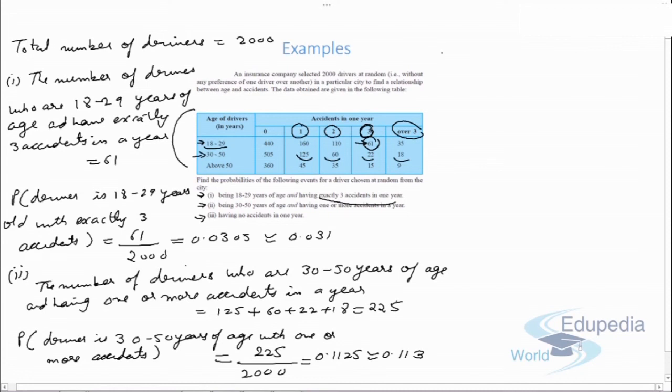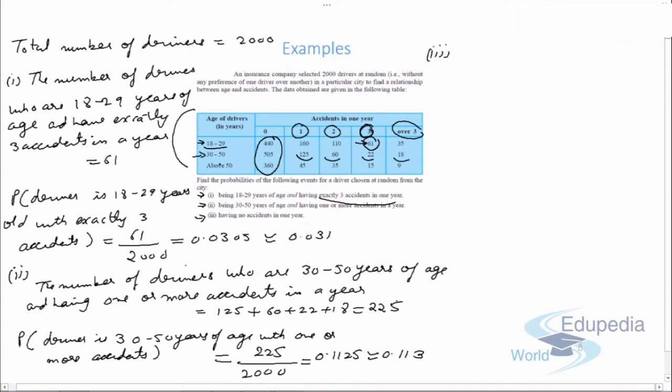Let's see how we can solve the third part, which is also the last part of this question. Having no accident in a year means 0 accidents in a year, right? Over here, there is no age bar mentioned in this question. This means it includes all age groups of drivers with no accidents, so we need to sum up all of these. You have to be very careful about what they are asking in a probability question. Probability is a very easy topic if you can understand what exactly they are trying to say.